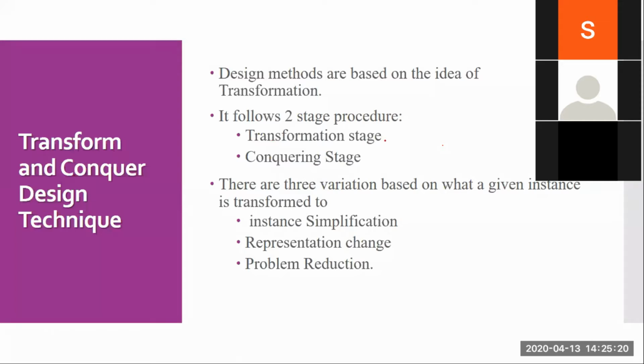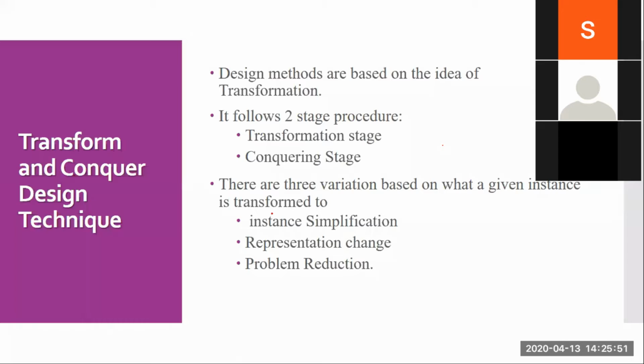So it has a two-stage procedure. One is called the transformation stage and the other stage is called the conquering stage. There are three different variations based on which you can transform. During the transformation stage, there are three ways in which you can transform. So accordingly, the way in which you solve the problem in the conquering stage will change. The transformation can be based on instance simplification, meaning let's say you are having your uniqueness element.